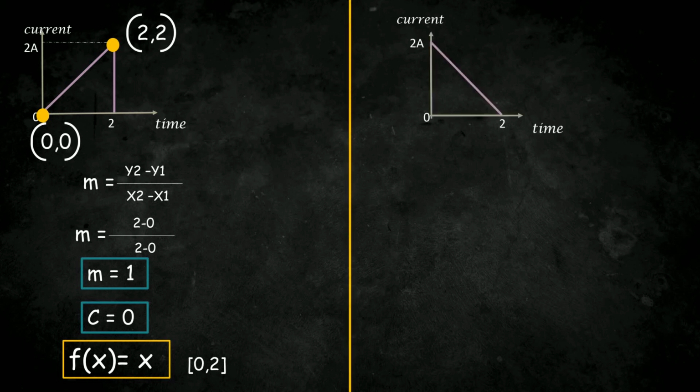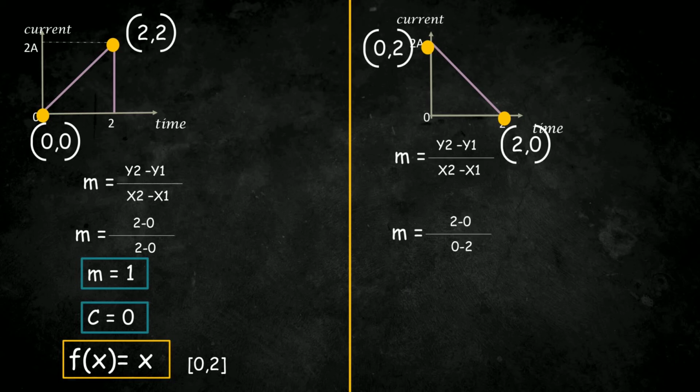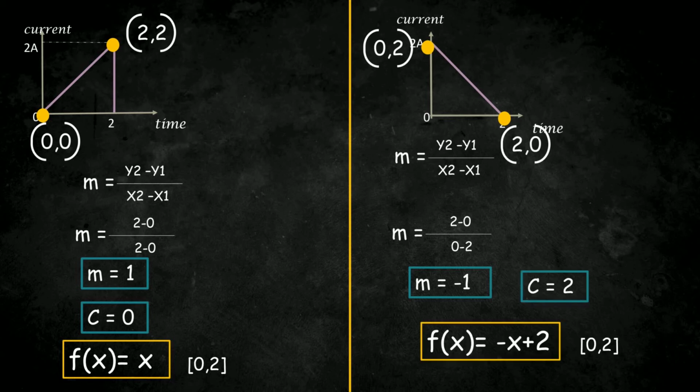Similarly, let's consider another example. Here also there is a linear function between the interval 0 to 2. Therefore, let's find the coordinate points. The coordinate point at this point is 0, 2 and this point is 2, 0. Therefore, the slope is minus 1 and y-intercept of this graph is 2. Therefore, f of x is equal to minus x plus 2 for an interval 0 to 2.